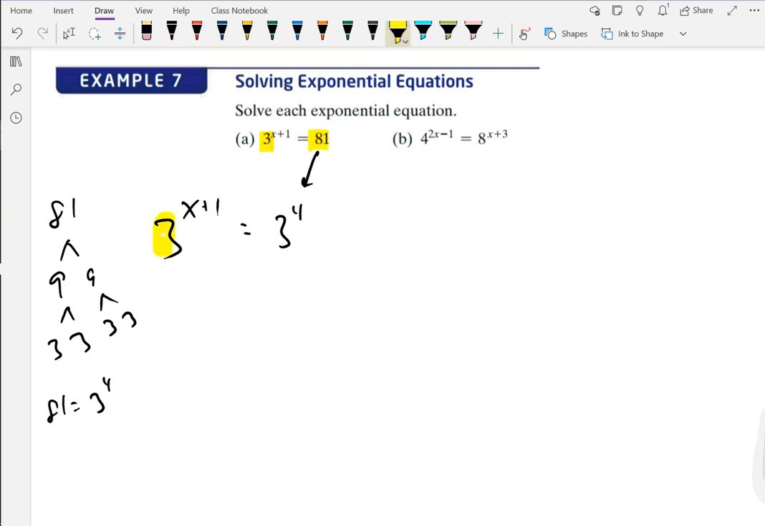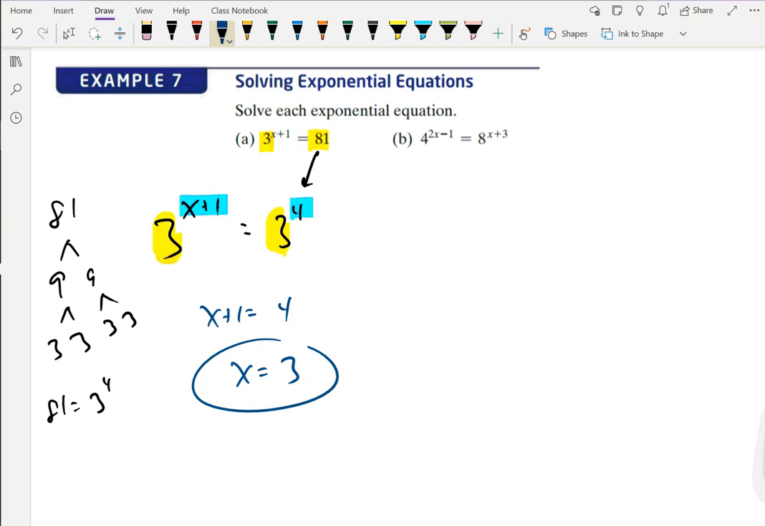Now my bases are the same. So if my bases are the same, that means my exponents now have to be the same as well. So that means x plus 1 must equal 4. So x then must be 3. We can do the same thing over here with our letter B with our bases 4 and 8.